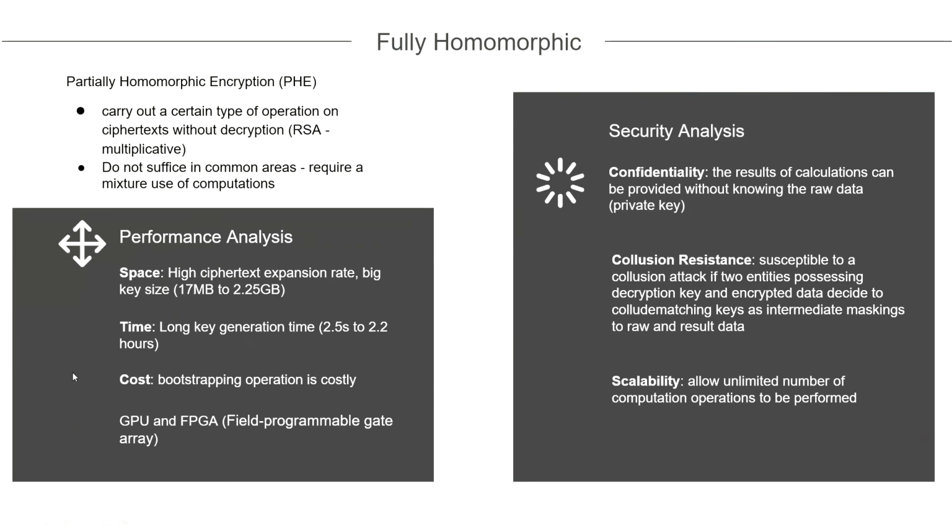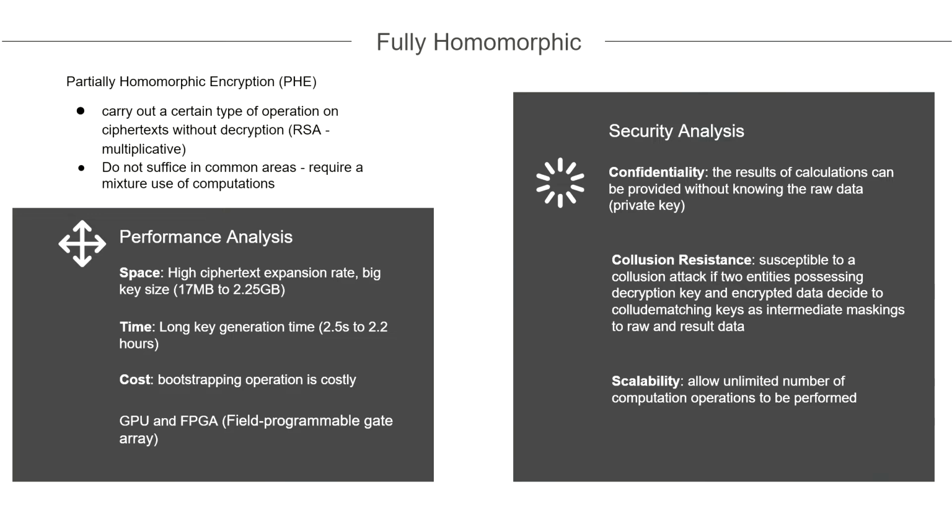Homomorphic encryption can be classified into two categories. Partially homomorphic encryption can carry out a certain type of operation on ciphertexts without decryption, but it is not sufficient in common areas. The following analysis is discussed upon fully homomorphic encryption, which is universally homomorphic for all computations.